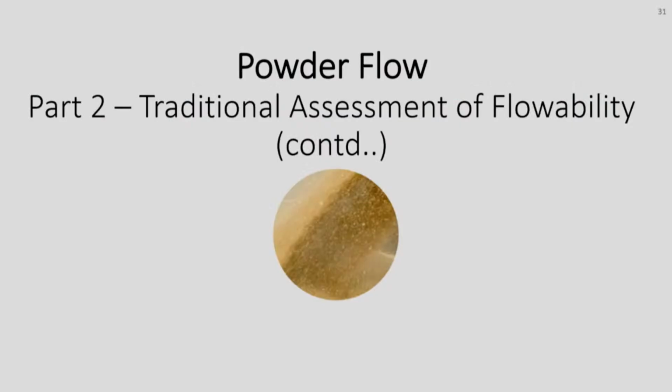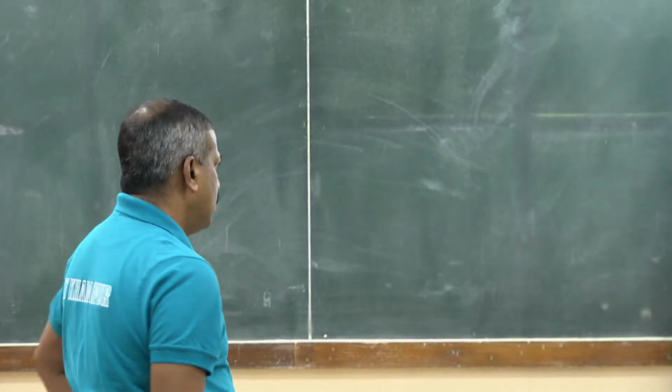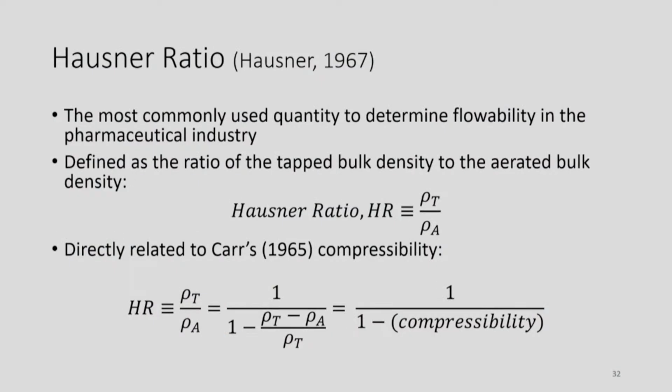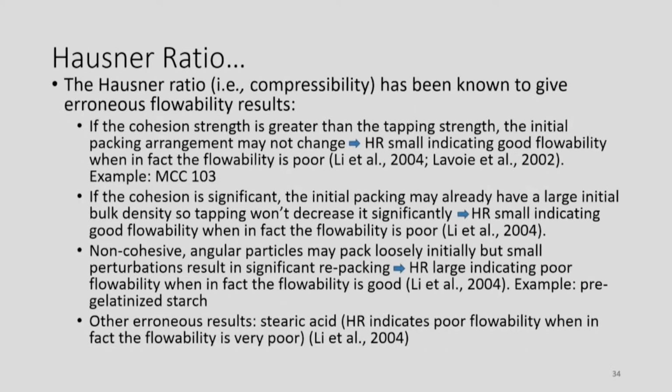Okay, so let's continue with the traditional assessment of flow. We talked about Carr indices, and we briefly talked about the Hausner ratio. The Hausner ratio is the ratio between tap density and aerated bulk density. As we talked about, if the tap density changes a lot, that means the compactability is high, and then the flowability will be poor. Again, this is a general classification.